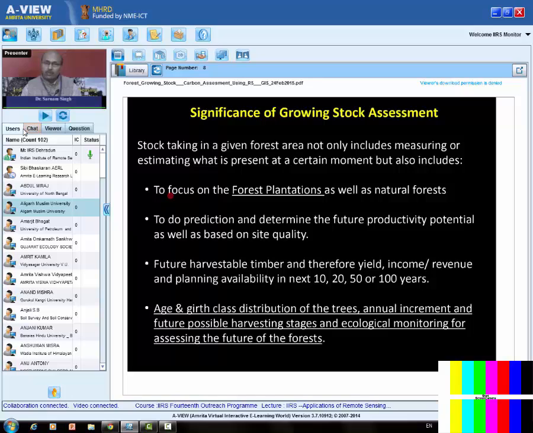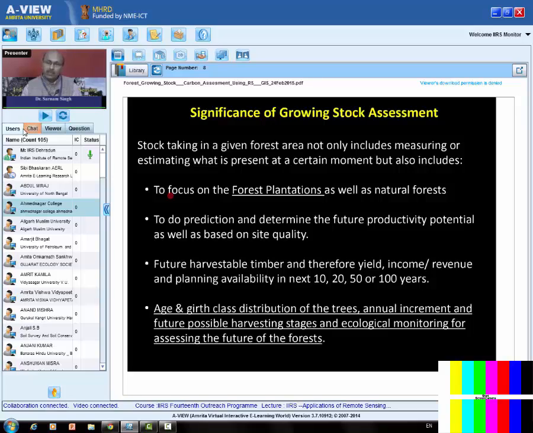We also would like to know what is the distribution pattern of the age and the girth class, because if you have all even-aged trees, that means it has to be cut at one time and then again it has to be replanted. If you have different age classes or girth classes, that means the mature trees can be harvested, the middle ones can be left to be harvested next time, and the young ones, which will take 20 or 30 years, can be harvested after that. And regeneration which is happening, if you can assess the regeneration status, then it can be harvested maybe after 50 or 60, maybe 70 years.